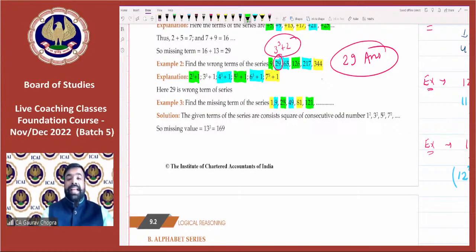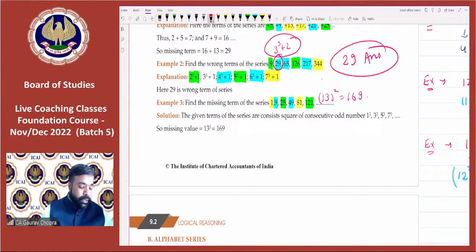So what will be the next odd number after 11? It is simply 13. So the square of 13 is 169. The square of 13 is 169. All right.